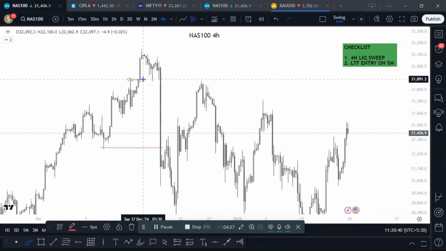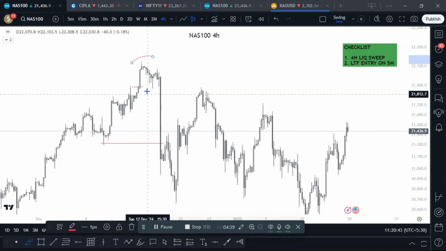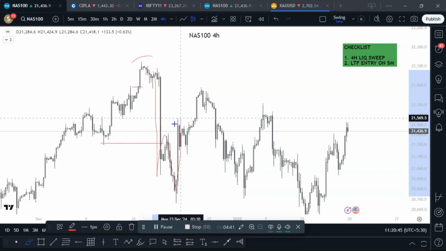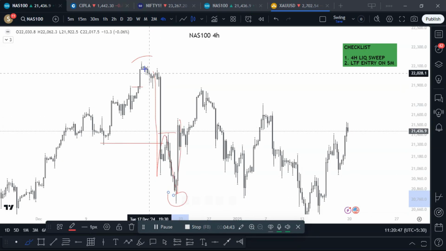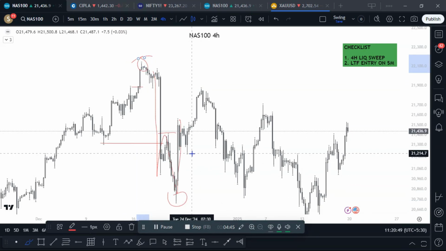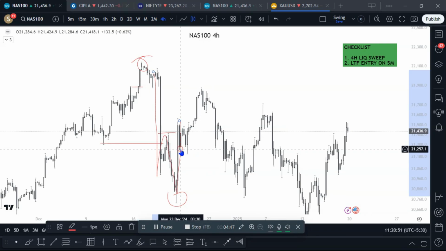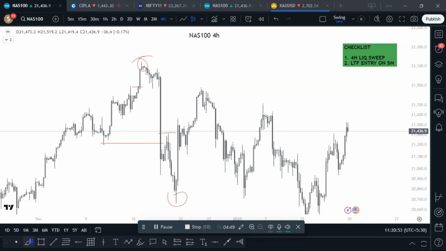Here Nasdaq broke this, grabbed upside liquidity, and from the bottom it took another liquidity. Now we got our range. All right, so this is now our range, from this point to this point. Now we got our range. All right, so now what we will do, we will trade between our range.